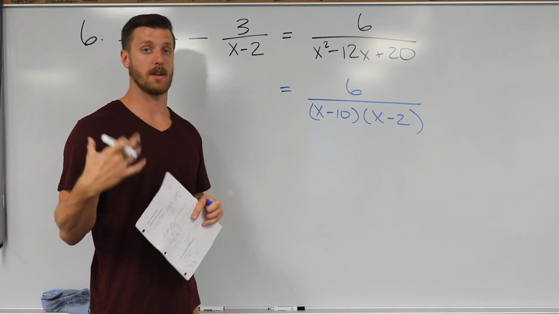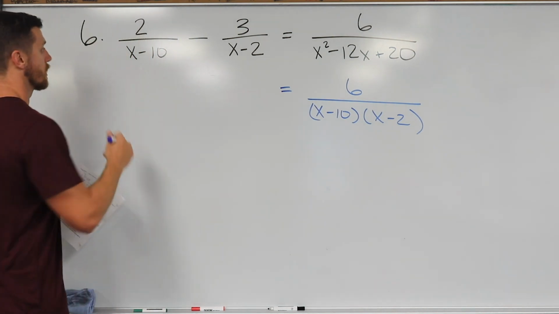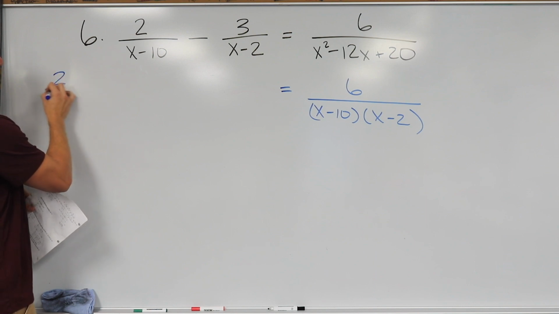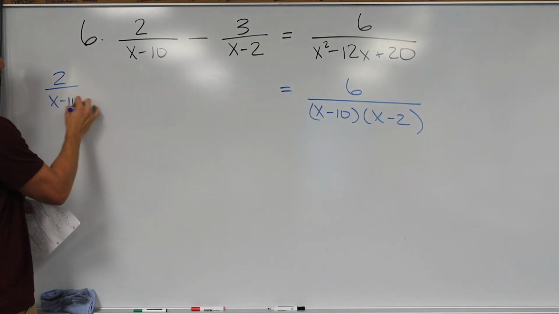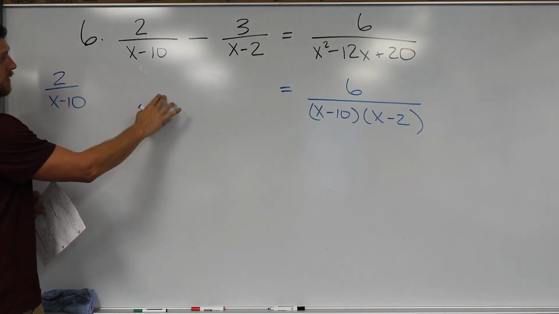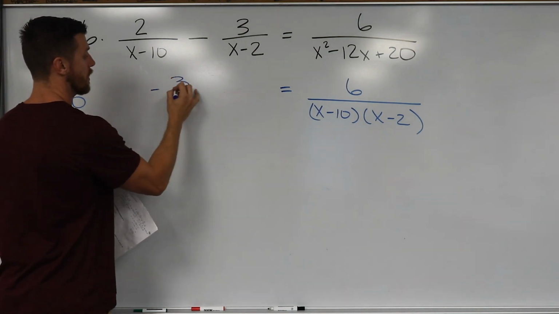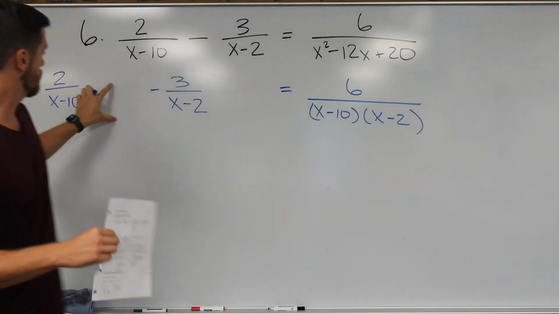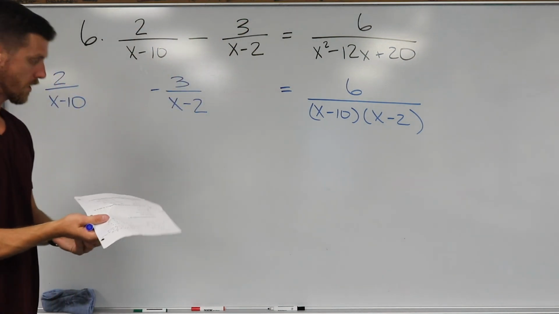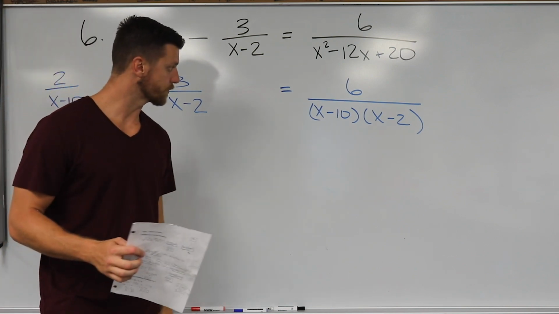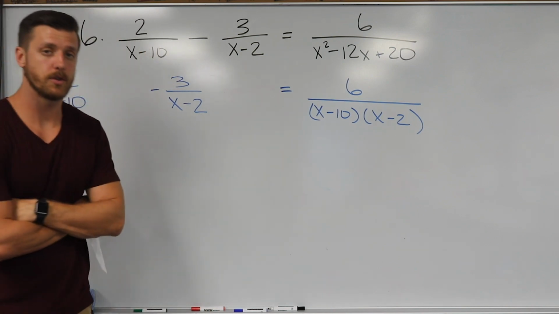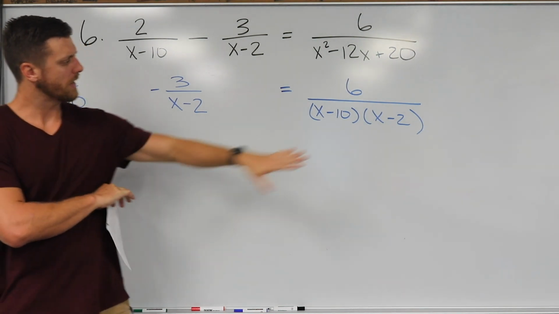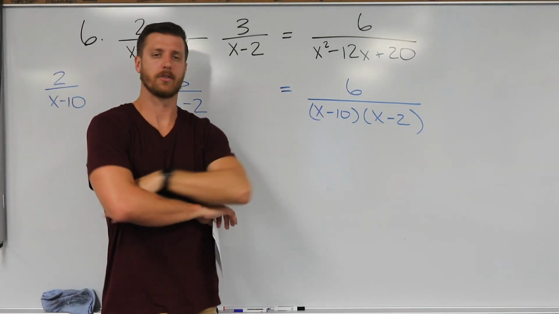Leave these big gaps that I'm about to do. I'm going to have to write over here a little bit. I'm going to have 2 over x minus 10, minus 3 over x minus 2. Same thing. I just put gaps here for a reason. Because this is an algebraic process, I'm going to get rid of this x plus 10 and x minus 2.